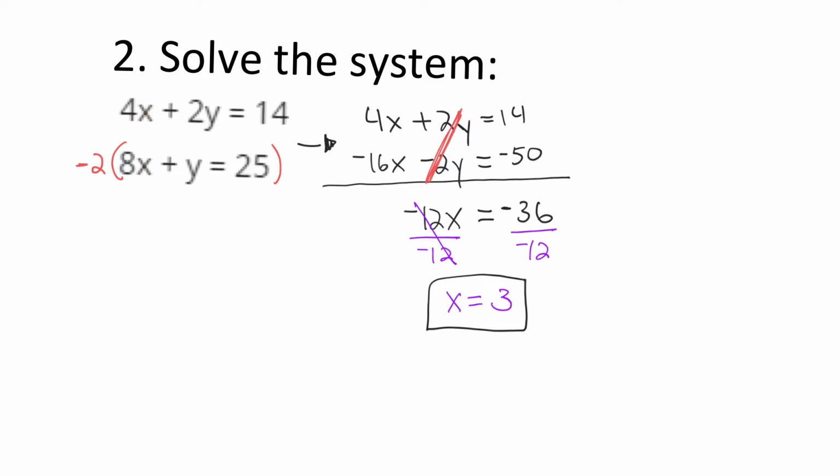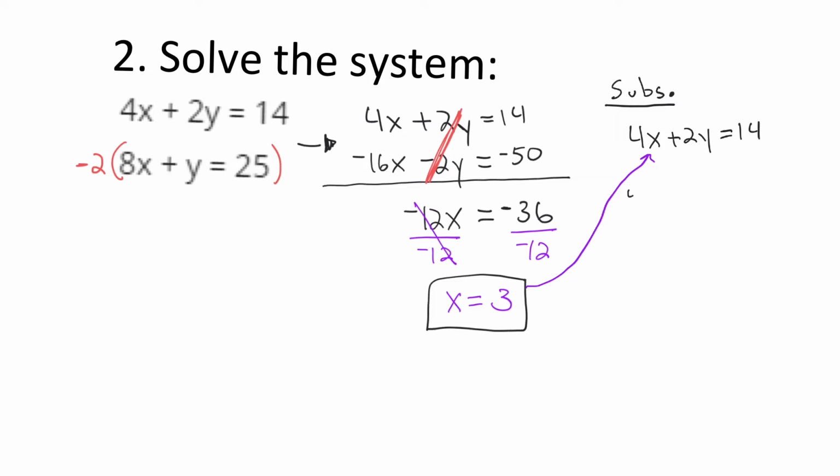I'm going to choose the top. Anyone can choose the bottom, doesn't matter, we will get the same answer, but you guys are going to substitute. So the top equation will be 4x plus 2y equals 14, and I'm going to substitute the 3 into the x.